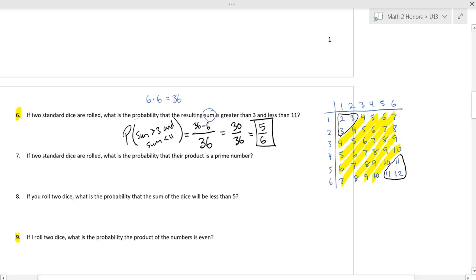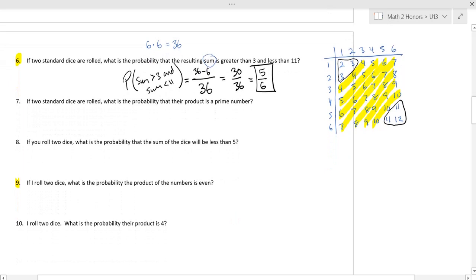Notice my notation here, probability of what? I'm just saying probability, and you put in parentheses what you're finding the probability of, some greater than 3 and some less than 11. Showing as much work and just saying what it's equal to. I want you to do that on your homework, okay?